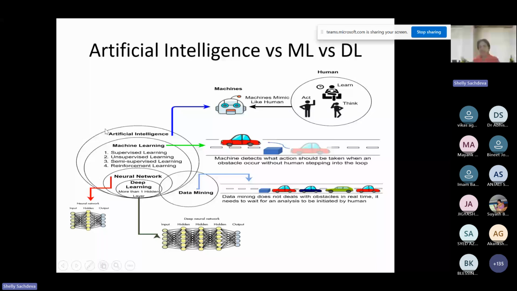Now, under that comes machine learning, where the machine learning detects what action should be taken when an obstacle occurs. For example, this car is driving and an obstacle is there. The machine learning would detect that when this obstacle is there, should the car stop, or should the car act further, seeing this particular obstacle, what action should be taken.